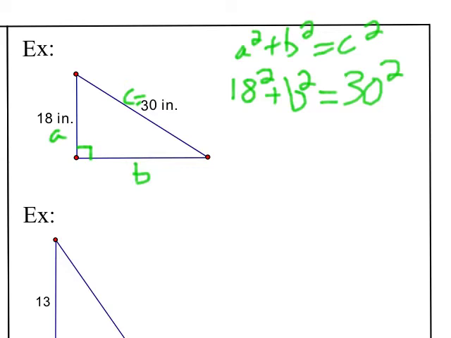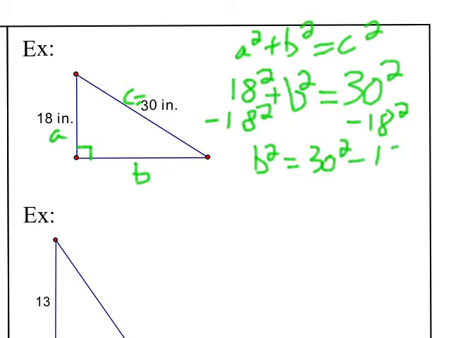So, a couple ways that we can do this. I'm probably just going to subtract 18 squared right now. Leave it in that squared form, and then we'll have b squared equals 30 squared minus 18 squared, and you can plug that into your calculator, and that comes out to be 576. Okay, so b squared equals 576.